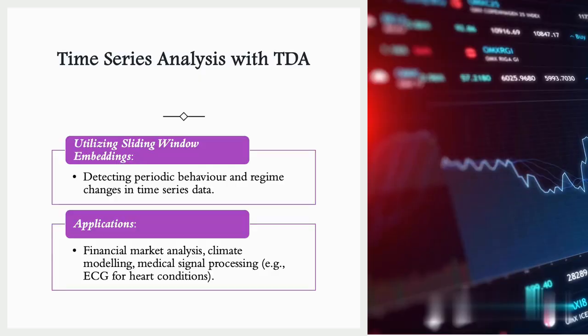TDA also has applications in time series analysis. By using sliding window embeddings, we can detect periodic patterns and identify regime changes in time series data. This approach is valuable in areas like financial analysis, where TDA can help detect anomalies in stock market trends, or in climate modeling, where it can identify shifts in weather patterns.